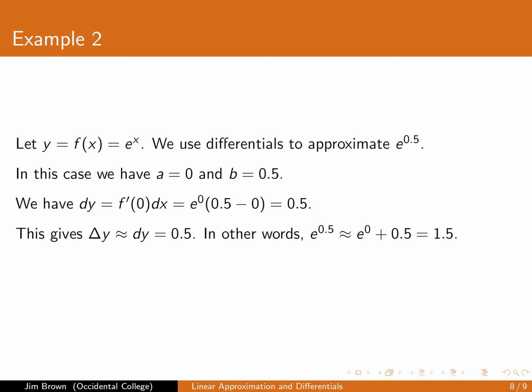So delta y is approximately dy, which is 0.5. So that means e to the 0.5 minus e to the 0 is approximately 0.5. Or e to the 0.5, bringing the e to the 0 to the other side, is e to the 0 plus 0.5, which is 1.5. So this is really just a tangent line approximation in other language. So in this case, this isn't really anything new from what we've already done. We'll see the next example does give us something that we could get with tangent line approximation, but is easier with differentials. And here, if we plug this into the calculator, you get 1.65.